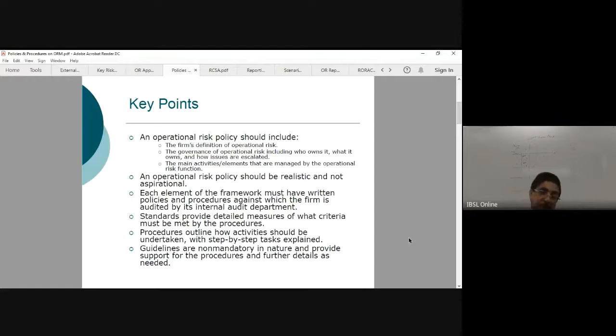So these are the key points where the policy document says that if you are going to start an operational risk management unit in your organization, the first thing you need is a policy framework and procedures in order to do the operational risk management correctly. Then it will give you the guidance. It will give you the outline.